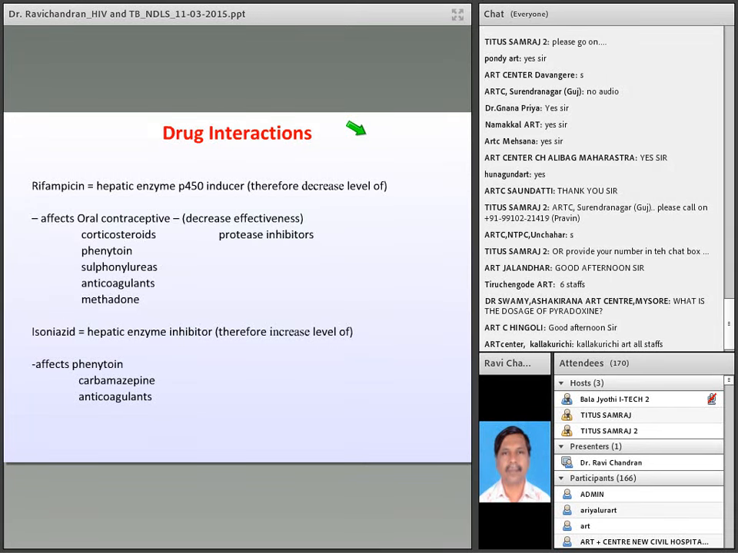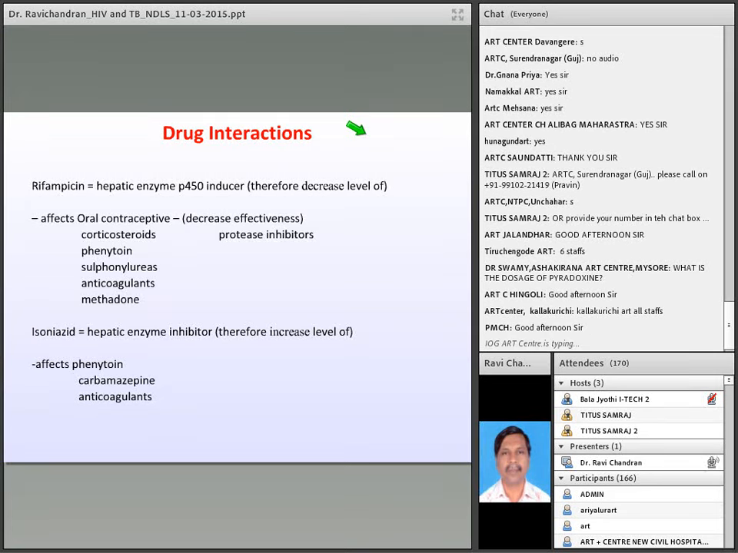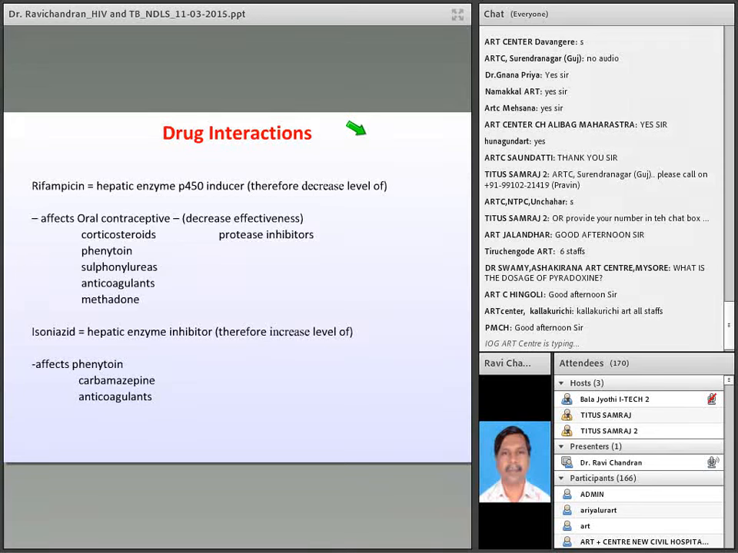Yes, the antituberculosis drugs may interact with other drugs. This fact should be borne in mind when we treat patients, especially with HIV, as rifamycin is a hepatic enzyme inducer. Therefore, it decreases the levels of oral contraceptive pills, corticosteroids, phenytoin, sulfonylureas, anticoagulants, methadone, and the ART drug protease inhibitors.